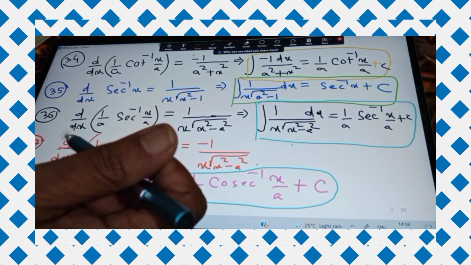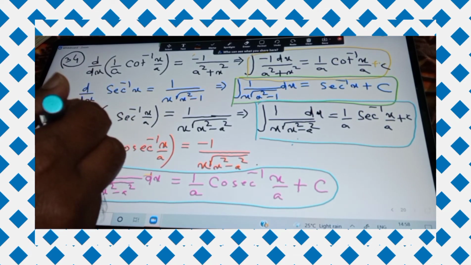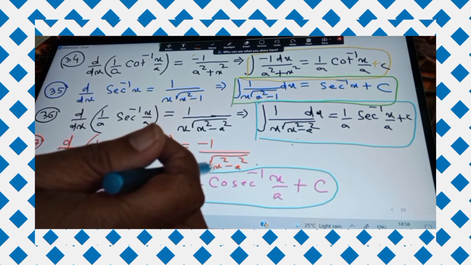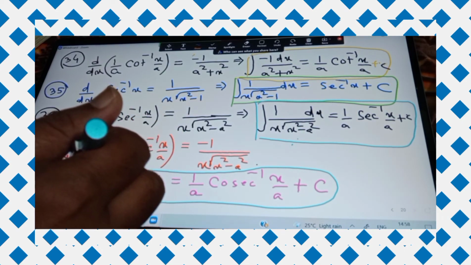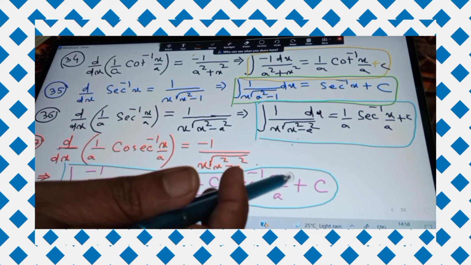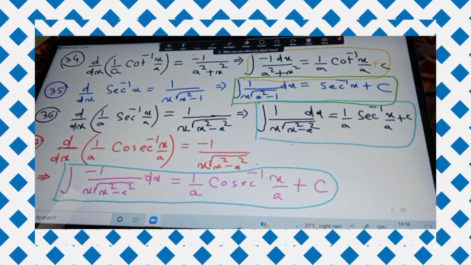Similarly, the last one I am talking about: derivative of 1 upon a cosec inverse of x upon a is equal to minus 1 upon x into root over x square minus a square. So integration of minus 1 upon x into root over x square minus a square dx is equal to 1 upon a cosec inverse of x upon a plus c. So students, these are most vital formulas I have already discussed, and you try to remember, practice, and use them in solving different kinds of problems.